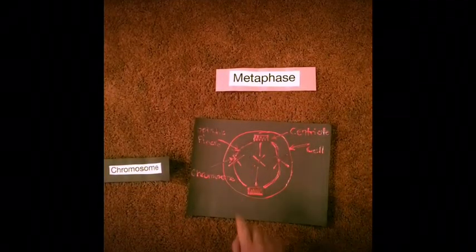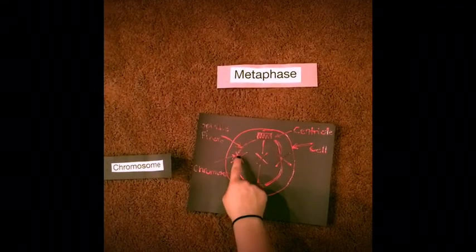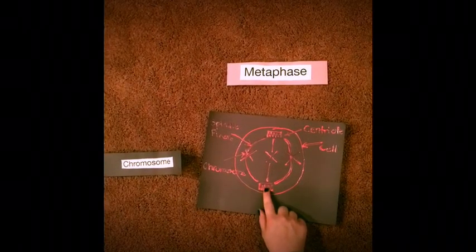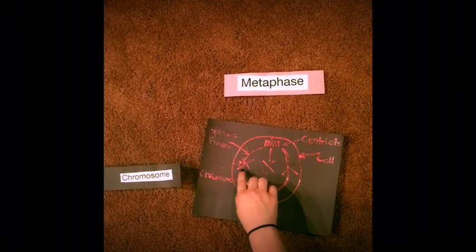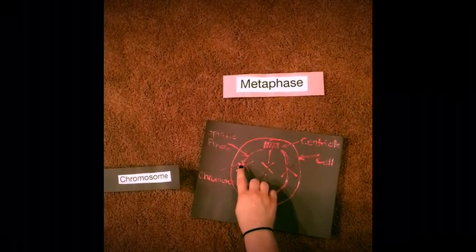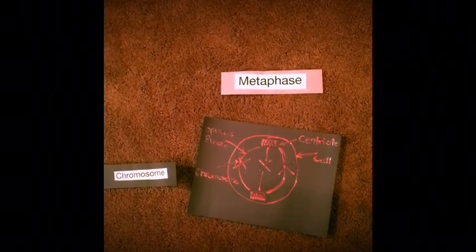Metaphase, the second phase. Chromosomes line up along the center of the cell. Each centriole attaches to spindle fibers, which pull the chromosomes to the center of the cell.